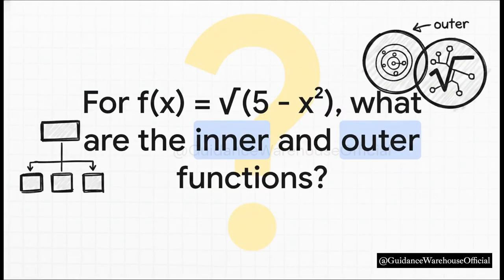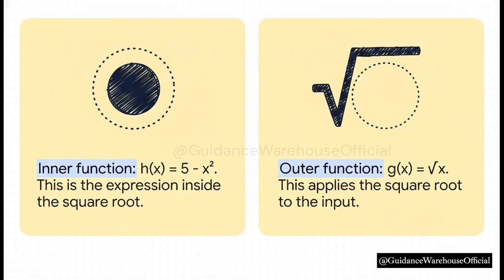So look at this function here. Can you see the 2 steps? Think about the order of operations. What's the inside calculation you do first, and what's the outside operation you do to that result? So if we look at what's physically inside the square root symbol, we see 5 minus x squared. That's a perfect candidate for our inner function. Let's call it h of x.